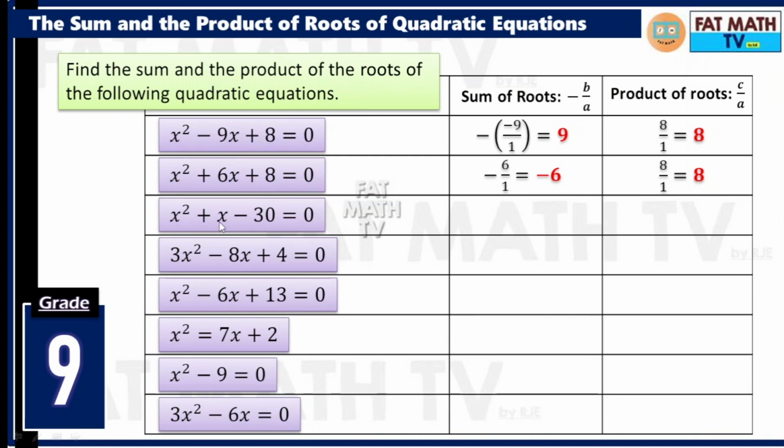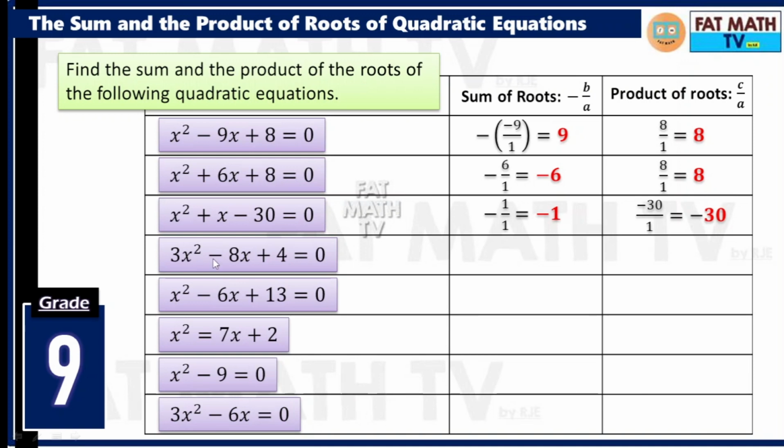Third example, we have b here is positive 1. So we will have negative of 1 over 1. That is negative 1. And the product of the roots is c over a. So c here is negative 30. And our a is still 1. So negative 30 over 1 is negative 30.